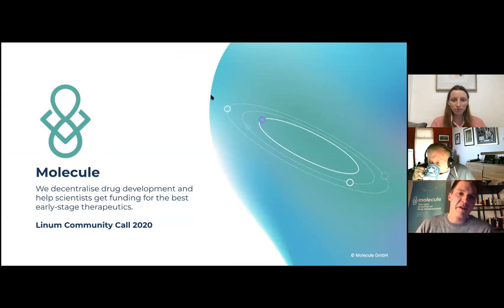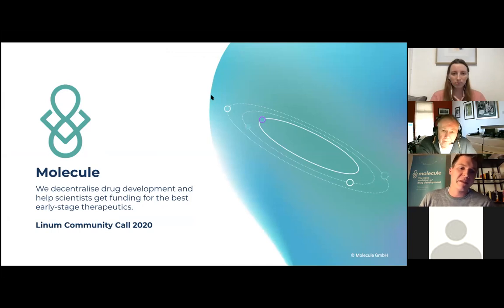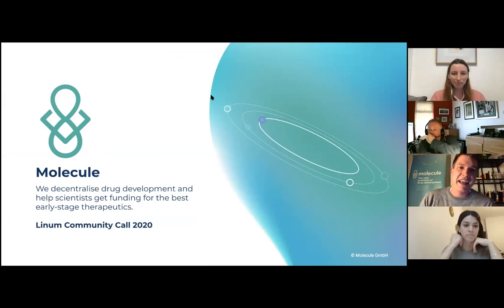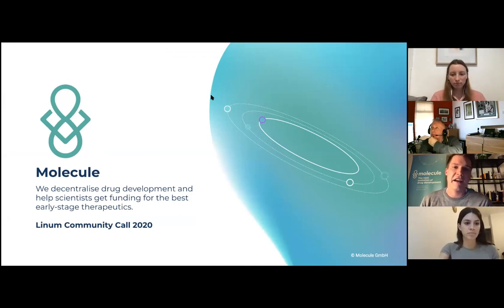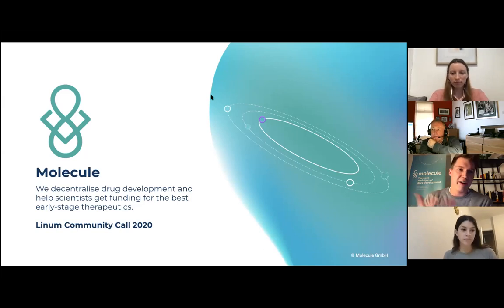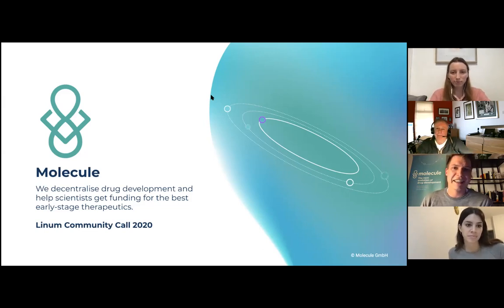So at Molecule, we're building an open platform and system to decentralize drug development. Our core goal is really to help scientists in the very early development stages in biotech and pharma get easier access to funding and develop their therapeutics in a much more open way than the system allows today. Pharma is one of the most secretive, slow industries that exist. It costs on average $2.5 billion to bring a new drug to market, and it can take upwards of 10 to 15 years.